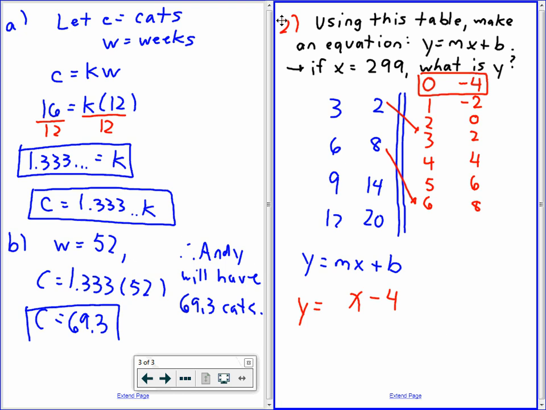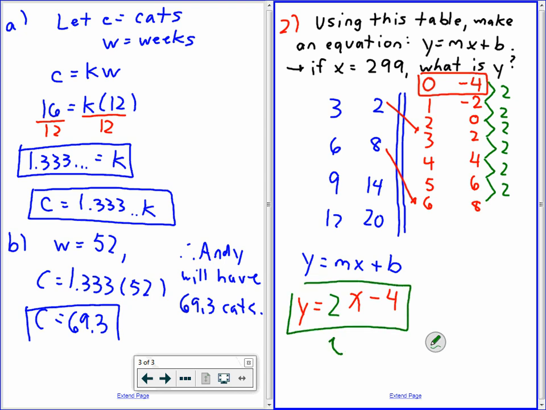Okay, so now we can take a quick look. What are the y values going up by here? Well, it looks to me like they're going up by 2. Right? So it's 2, 2, 2, 2, 2. So this is going to be 2. Now again, the slope here, the 2 here, means how much the y goes up for each x.